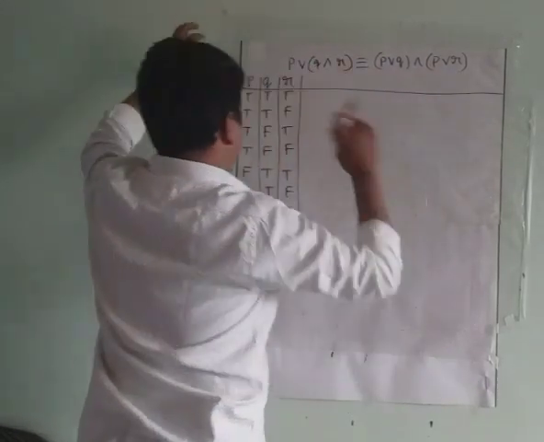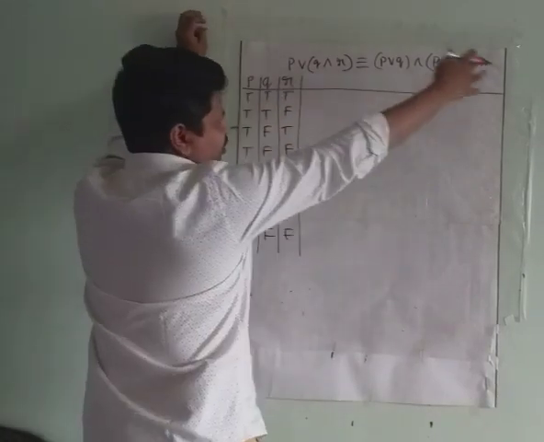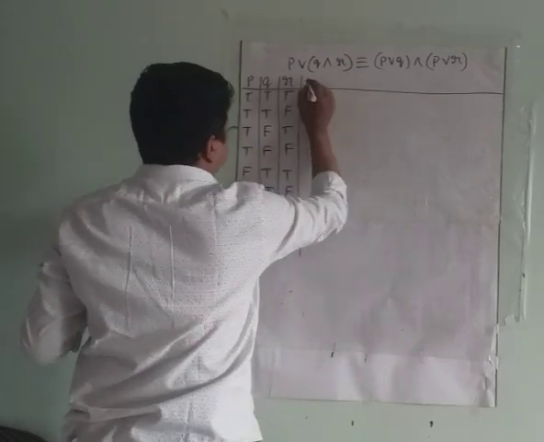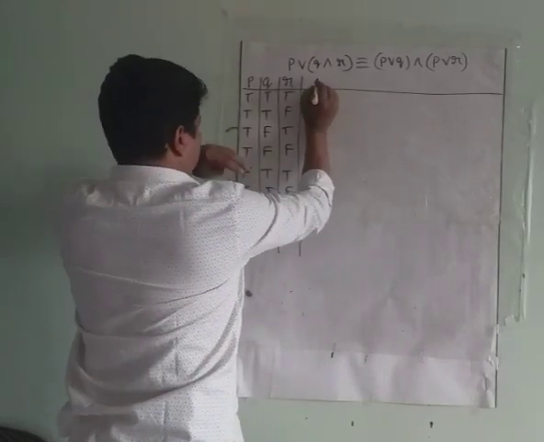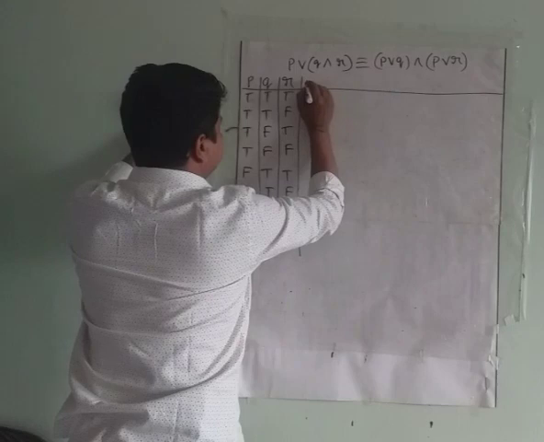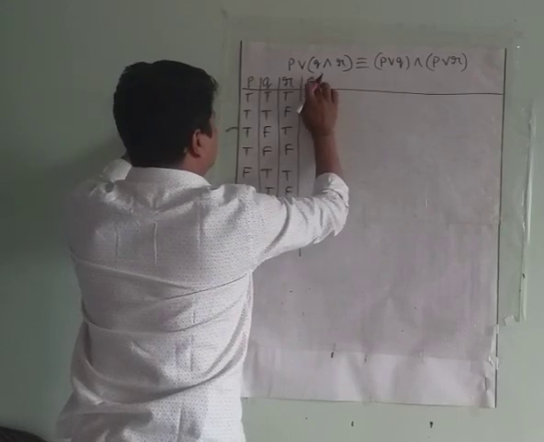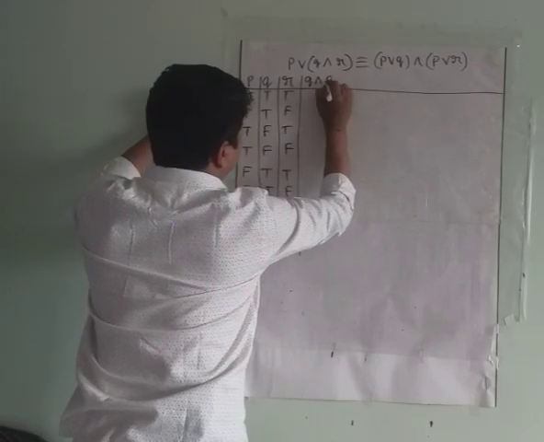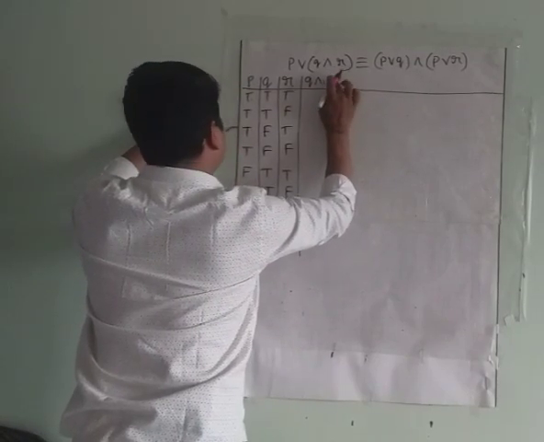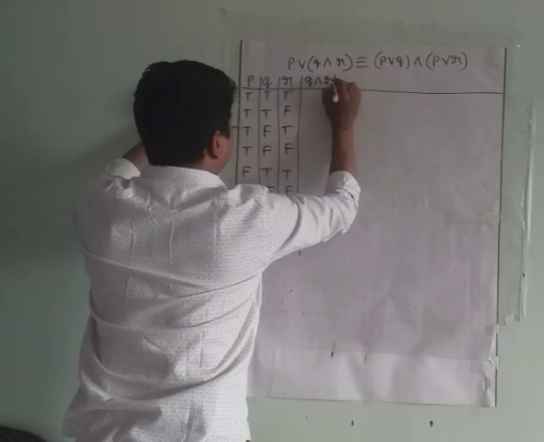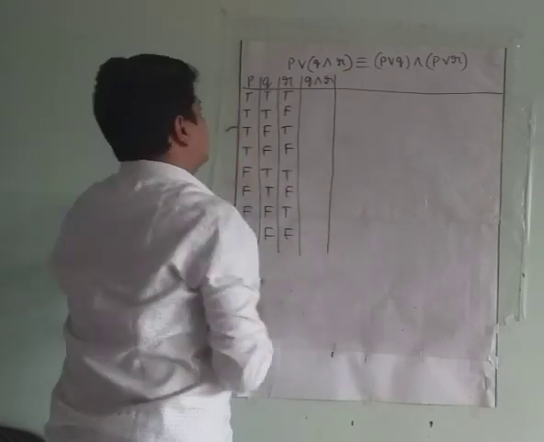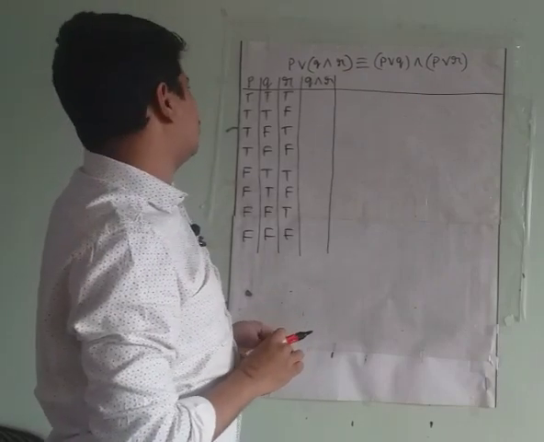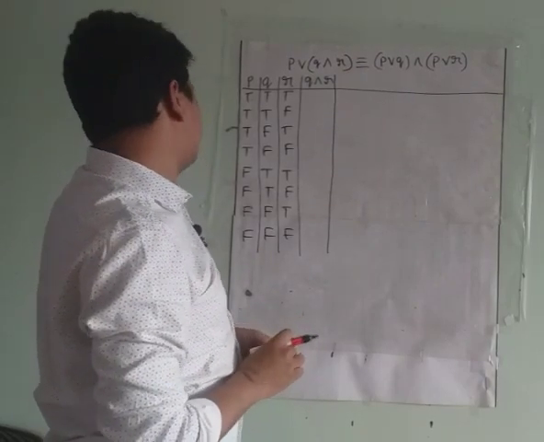Again, some more columns will be required. I don't think this part will be enough. I'll have to write something. So let's try. Trying Q conjunction R. For conjunction, I know that only if both the statements are true will the result be true. Otherwise, it will be false.